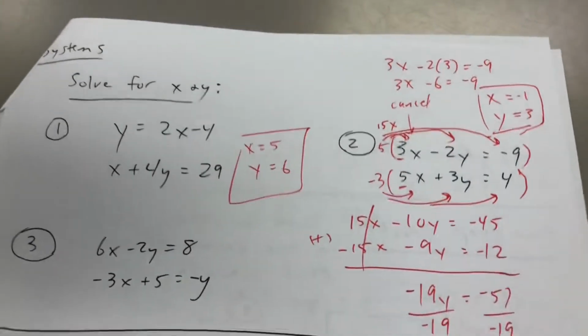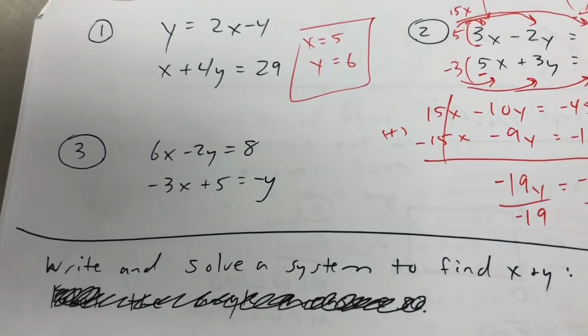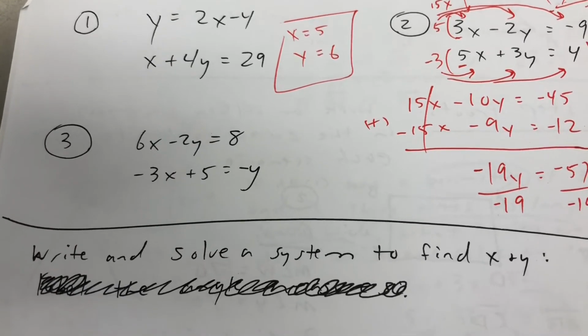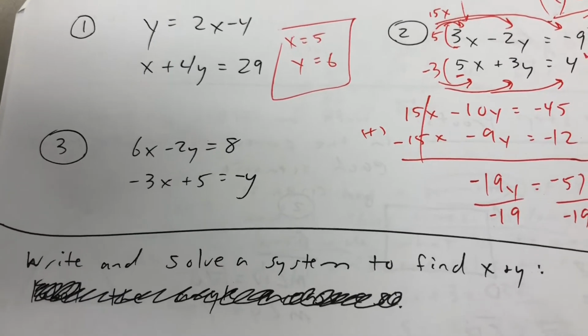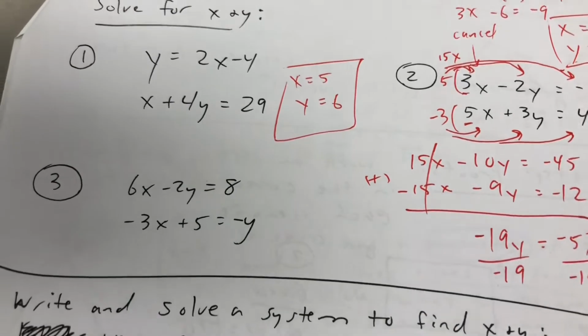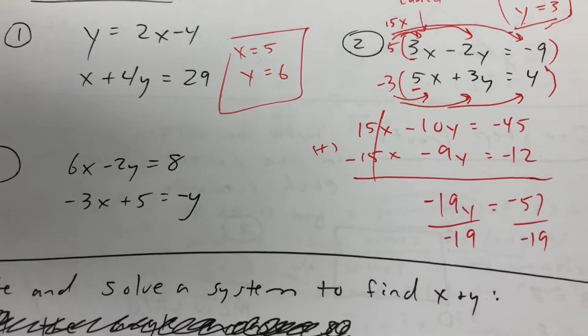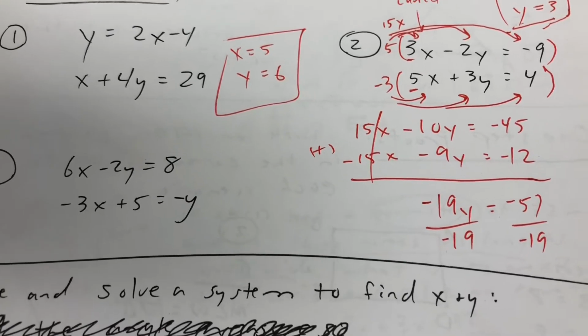All right. And the last equation down here, I'm noticing that, first of all, the x's and y's are not lined up. Okay, so I'm going to keep the original equation like it is. 6x minus 2y is equal to 8.